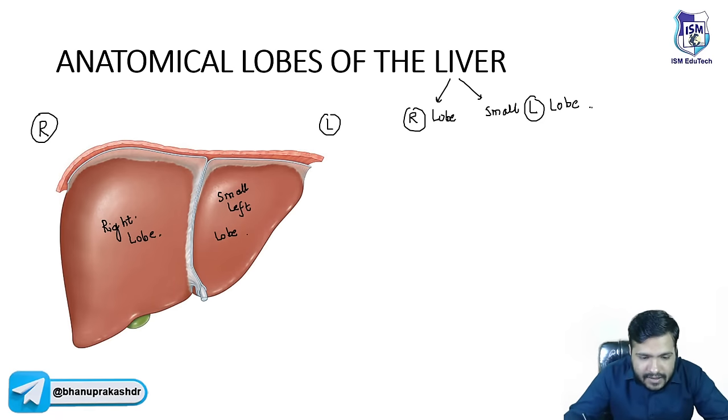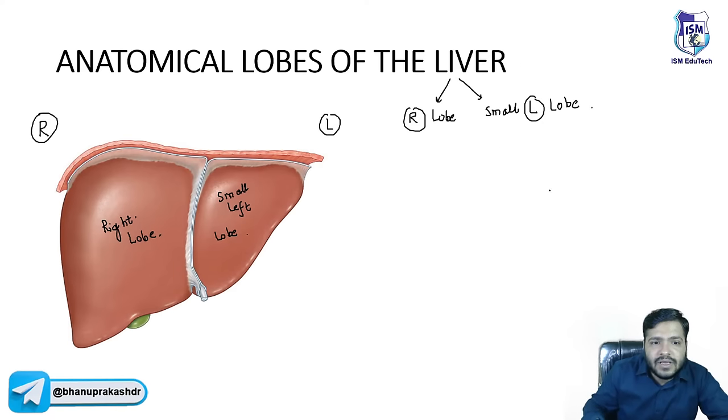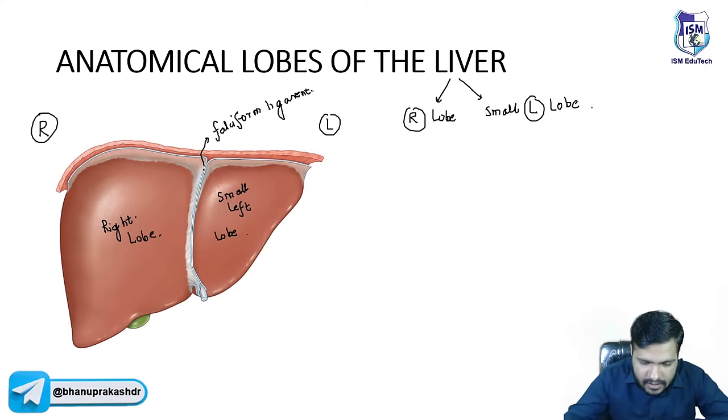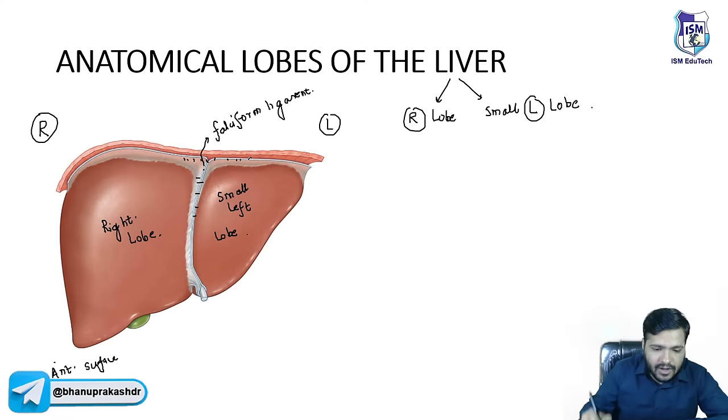So beta, you should remember we have a ligament over here. Yes, it is called the falciform ligament, okay. Now this falciform ligament, dekho, this is the anterior surface which I am showing you. Everyone is clear? So this falciform ligament is present on the anterior surface and on the top also.